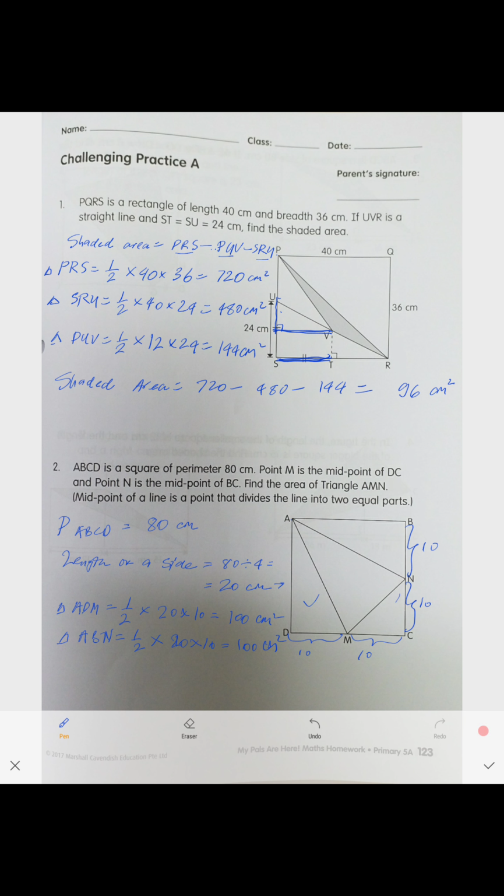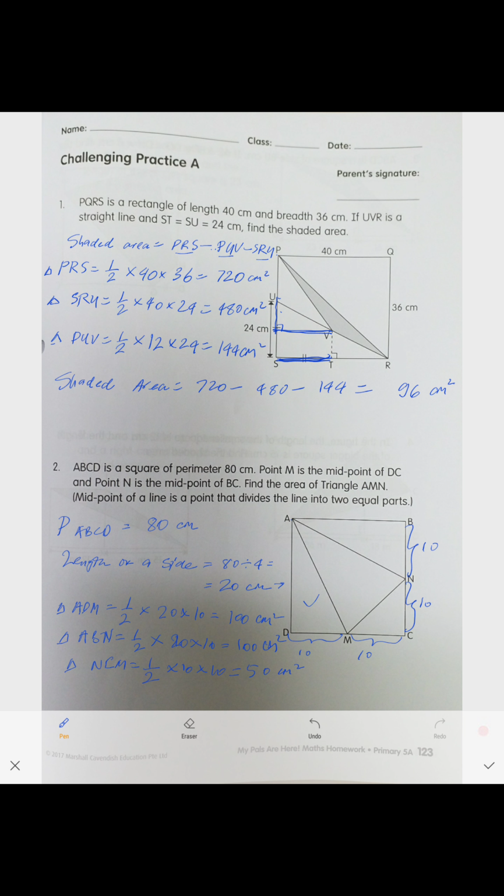Lastly, we find this triangle, right? The triangle NCM. So 1/2, and we have both base and height, 10 and 10, right? 10 times 10, half of it, 50 square centimeters.